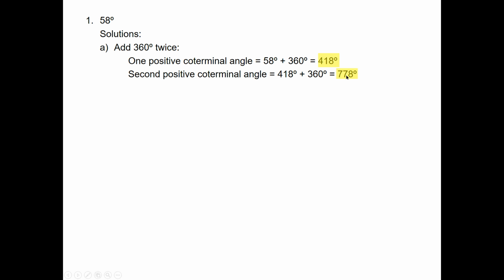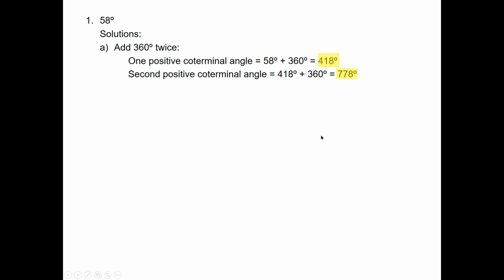Okay, for part A, we're going to add 360 degrees twice, because remember, we wanted two positives. So 58 degrees plus 360 degrees, we get 418 degrees. That's coterminal. Notice you had to go around once and then stop at 58 degrees. And now add another 360. So 418 plus 360, I get 778 degrees.